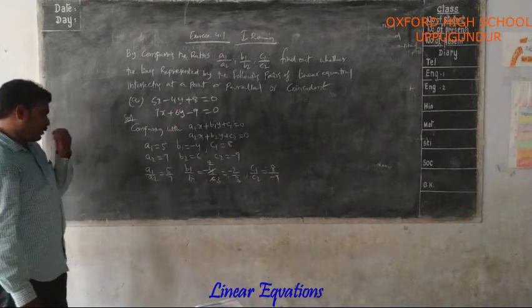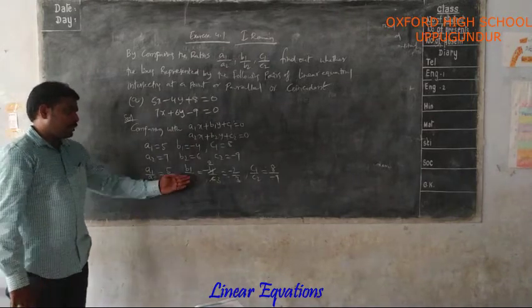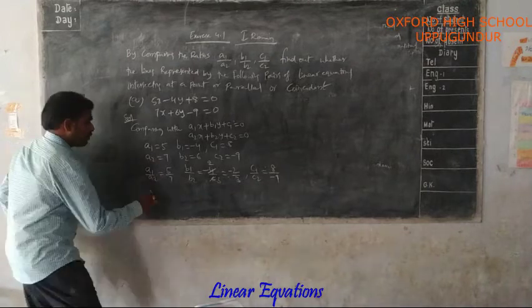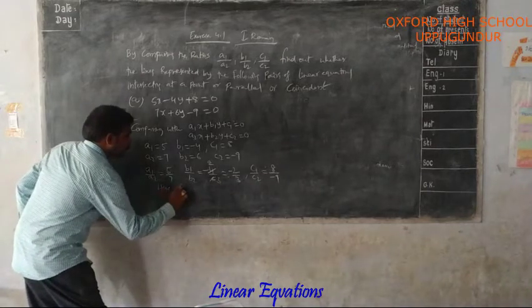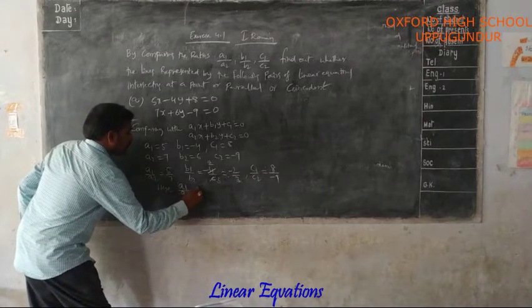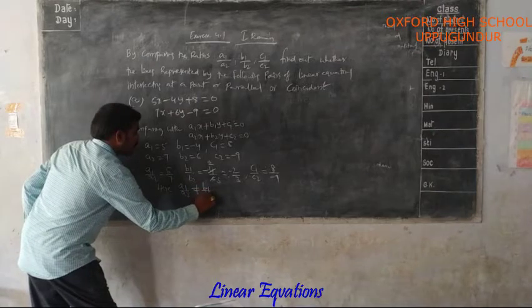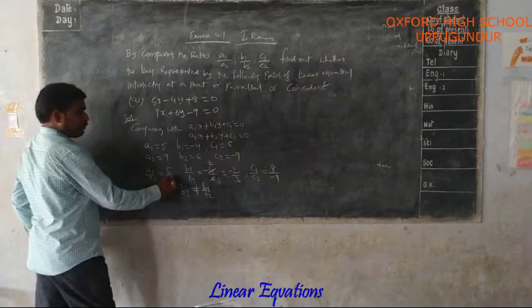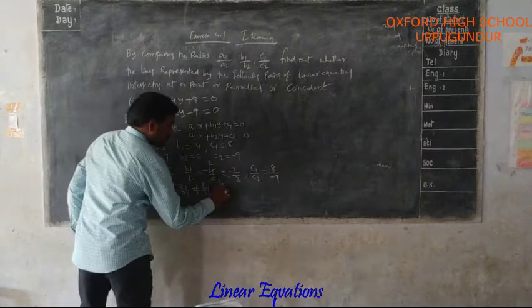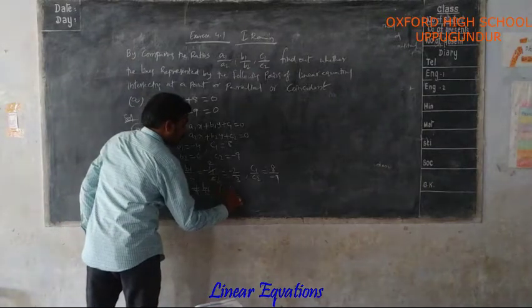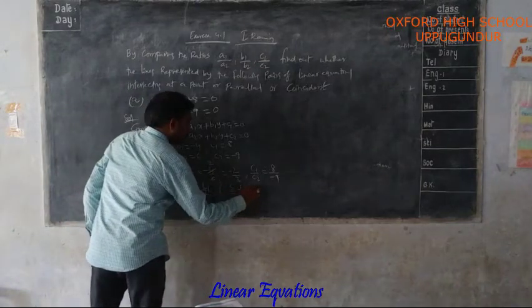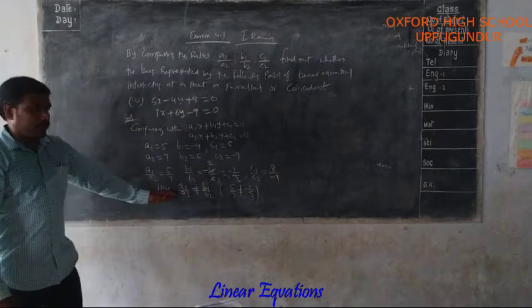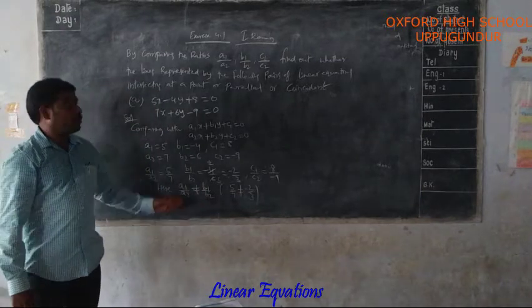So when we compare these, A1 by A2 is not equal to B1 by B2. Here A1 by A2 is not equal to B1 by B2: 5 by 7 is not equal to minus 2 by 3. If A1 by A2 is not equal to B1 by B2, what can you say?